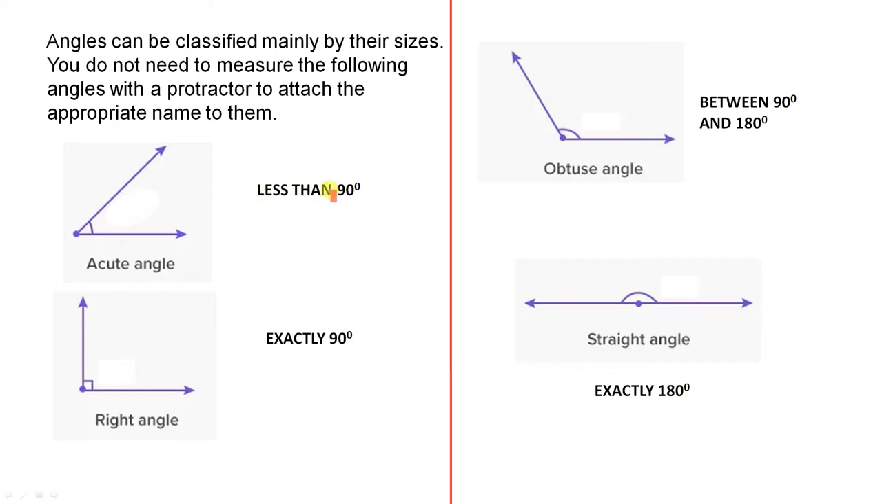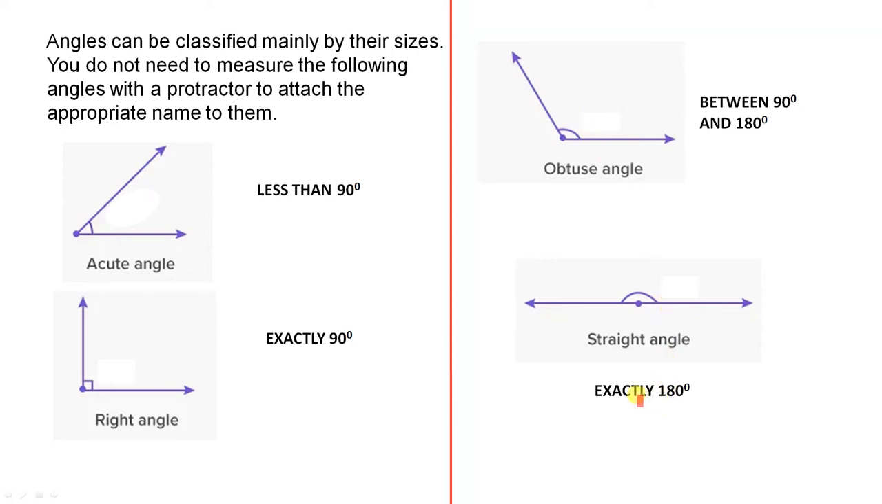If an angle is less than 90 degrees, it's called an acute angle. And here is an example of an acute angle. If an angle is exactly 90 degrees, it is called a right angle. And there it is there. And there's that little symbol, that tiny little square. That tells us it's a right angle. If an angle is between 90 degrees and 180 degrees, we call it an obtuse angle. And here's the perfect example.